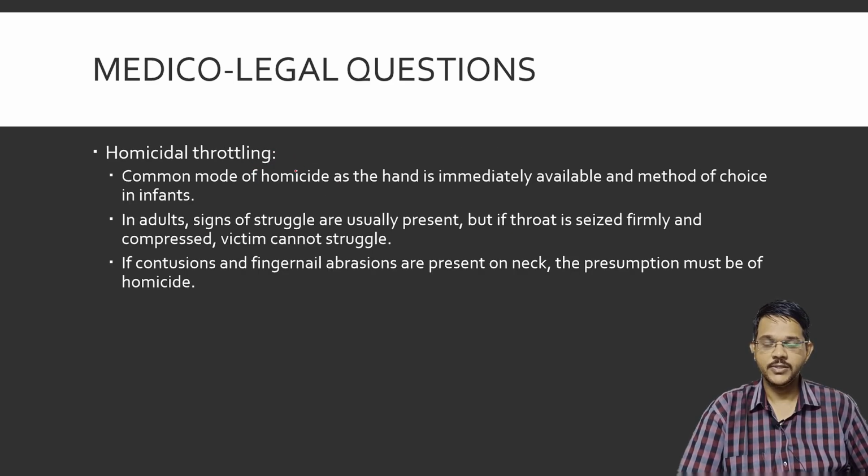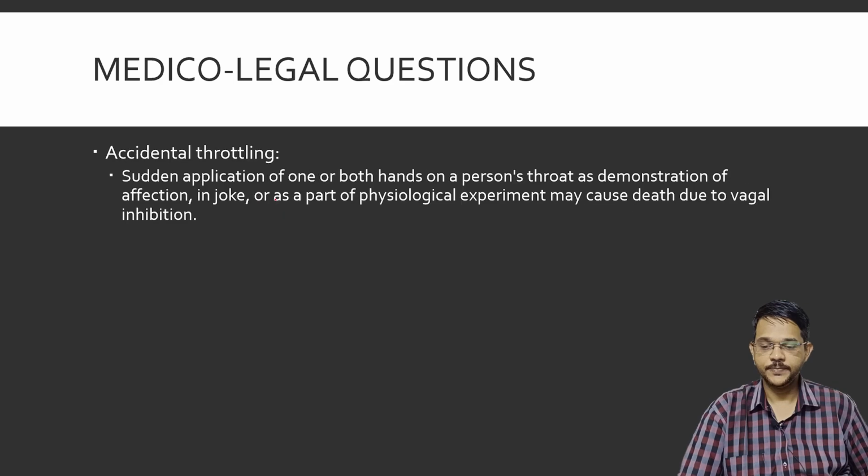Homicidal throttling is the commonest mode of homicide, because the hand is immediately available, and it is the method of choice in case of infants. In adults also, signs of struggle are usually present, but if the throat is seized firmly and compressed, the victim cannot struggle. If the victim is intoxicated, signs of struggle will also not be present, so findings will be less. If contusions and fingernail abrasions are present on the neck, the presumption must be of homicide only. Signs of struggle like fingernail abrasions indicate that the person has tried to struggle and prevent compression.